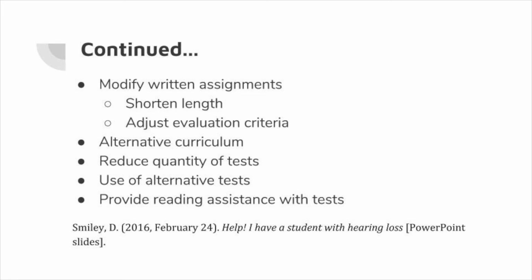Another modification is that you could reduce the quantity of tests or use alternative tests. For example, instead of an auditory lab test where they have to listen underneath headphones, you may give a written test where they can just use visual input. You may need to provide reading assistance with the test if they're not able to sound out the words or the letters, or give extra time for tests. So all of these are modifications that you are modifying your instruction or the content or even the performance criteria. These modifications are to be made on an individual basis to best meet the needs of that child so he can have access and still participate meaningfully in the classroom.